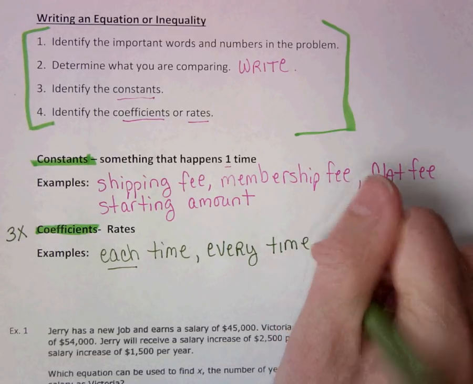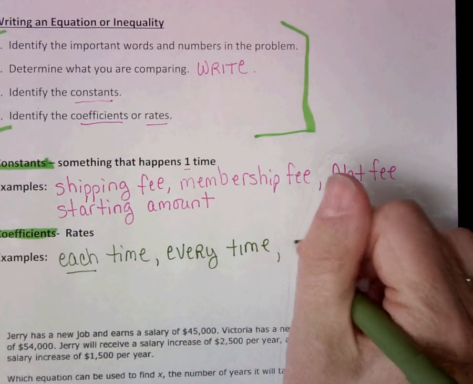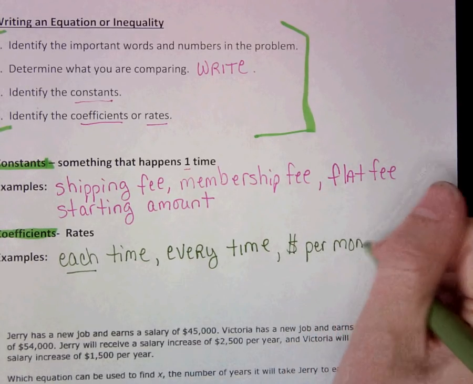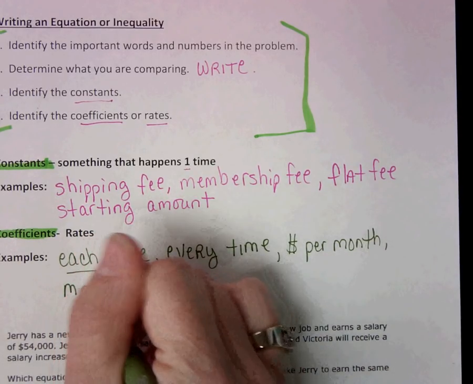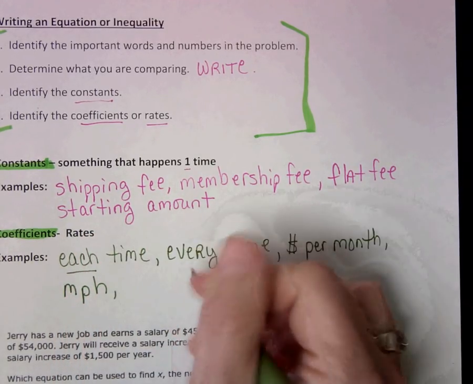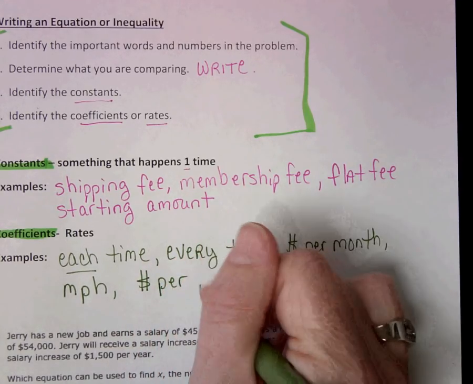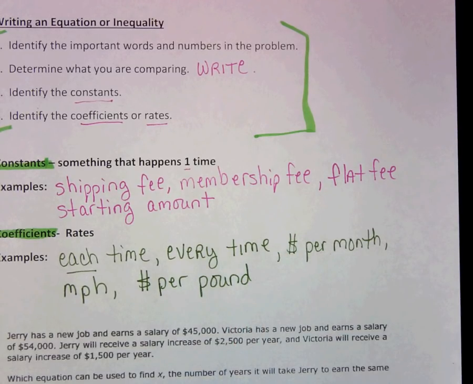That would be another indicator of a coefficient. It might be a rate like dollars per month, or it could be miles per hour, something like that. Or it might be dollars per pound. Those are all examples, and basically it's anything that's going to indicate multiplication.